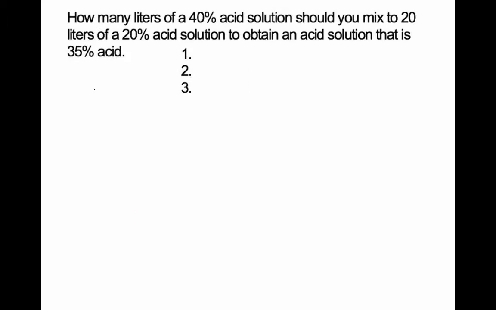In this video, I'd like to go over an example of a mixture problem. Now there are two main types of mixture problems. This is the first type, and let's just read through this, make sure we write down exactly what we're looking for, introduce some variables, and be able to solve this. So how many liters of a 40% acid solution should you mix with 20 liters of a 20% acid solution to obtain an acid solution that is 35% acid?